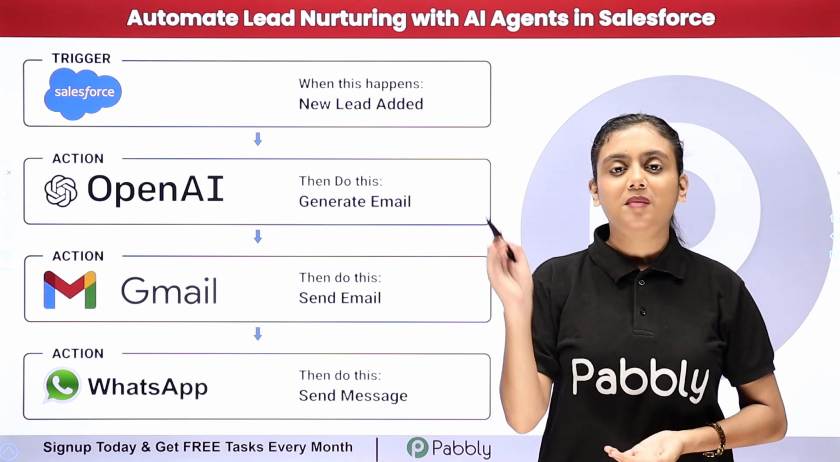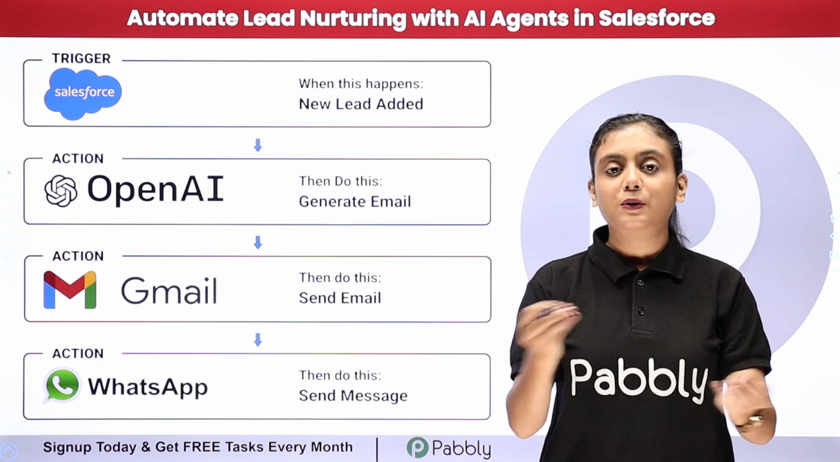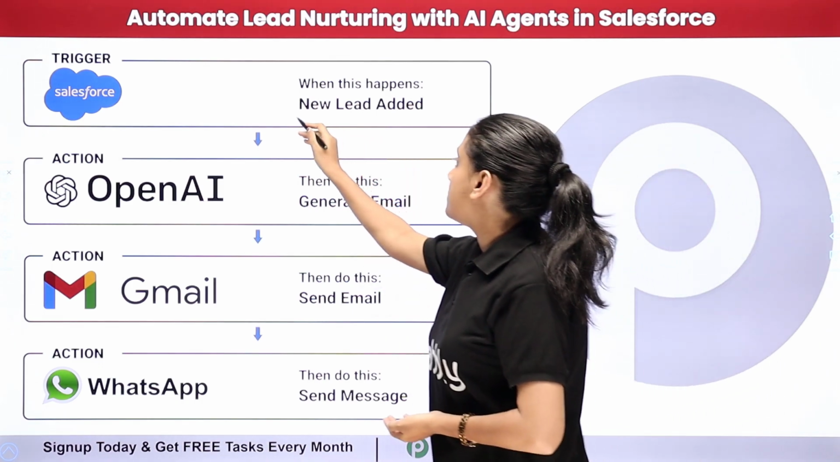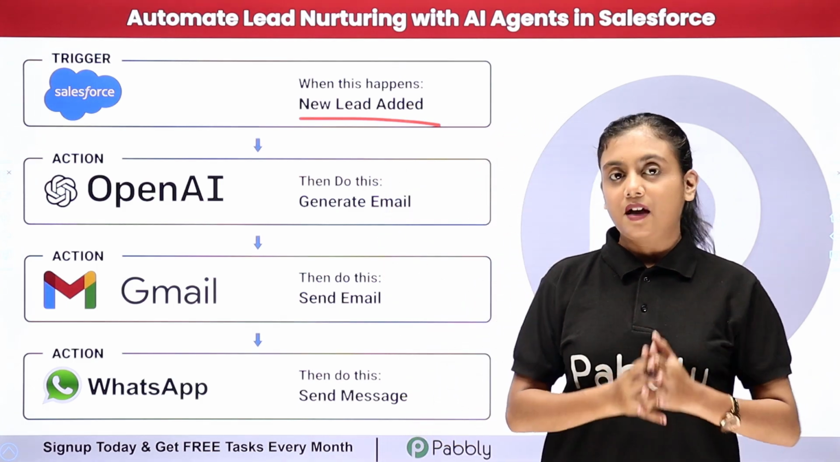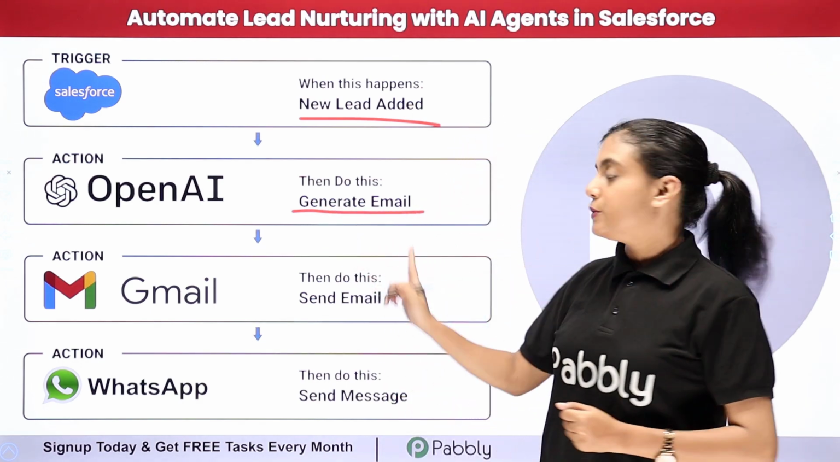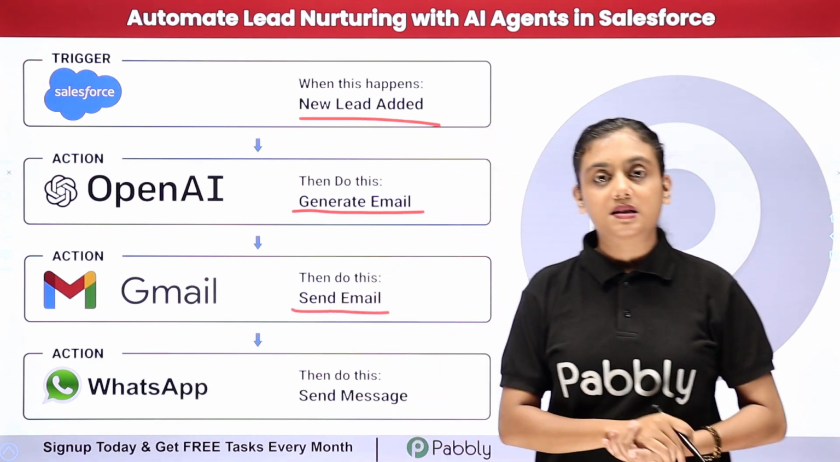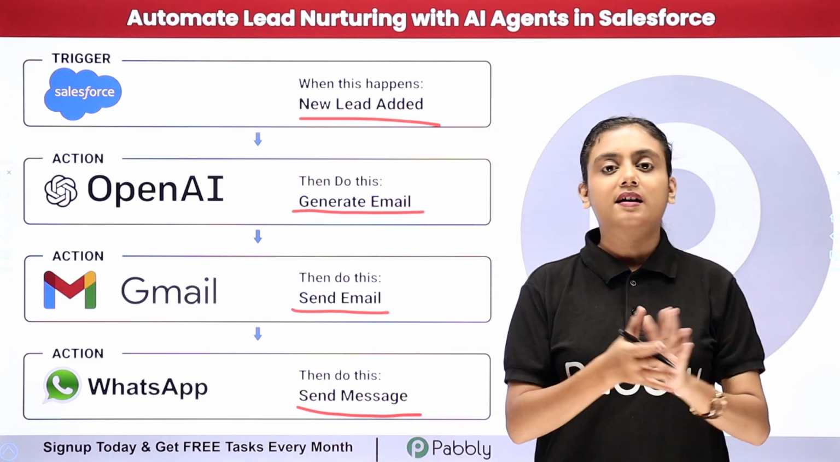So to solve this problem, I have created an AI agent using Pabbly Connect, that too without the need of any coding and programming skills. Now whenever a team member adds a new lead to my Salesforce account, according to the lead's service that they have selected, an AI agent is going to generate the email. As this personalized email is generated, automatically we are going to send that email to the lead, as well as then send a WhatsApp message to the lead to check their inbox.